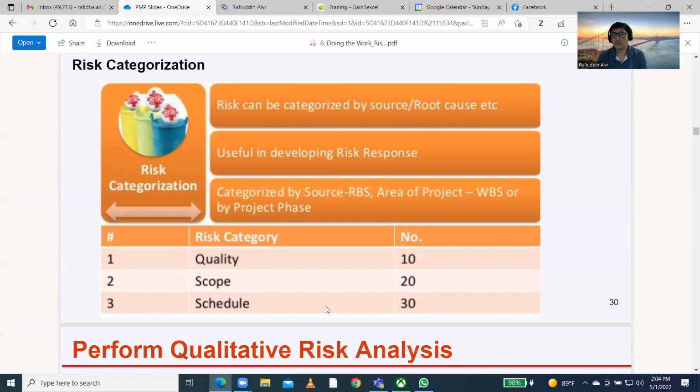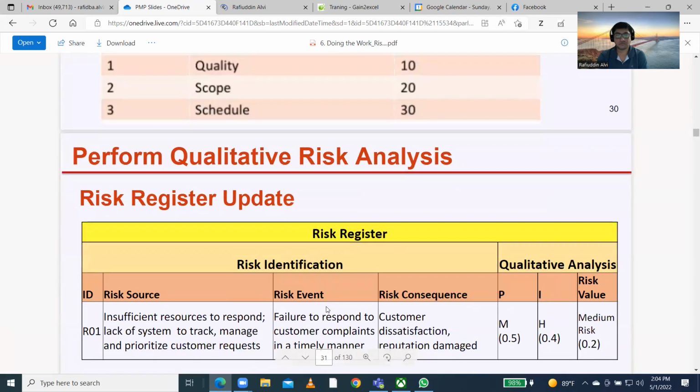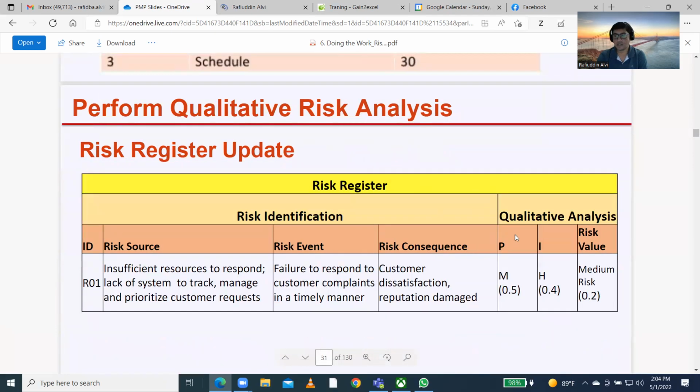Risk can be categorized by source or root cause, meaning from where it is occurring. This is useful in developing risk response. It can be categorized by source, risk breakdown structure, or area of the project from where it is occurring. So it can be quality risk, scope or schedule. These are the different risk categories. This is the risk register, which has probability, impact, and the risk value.